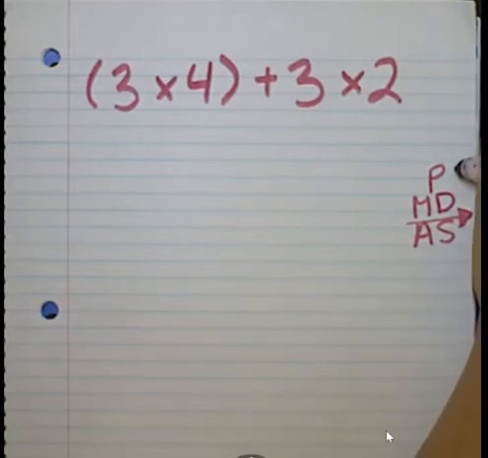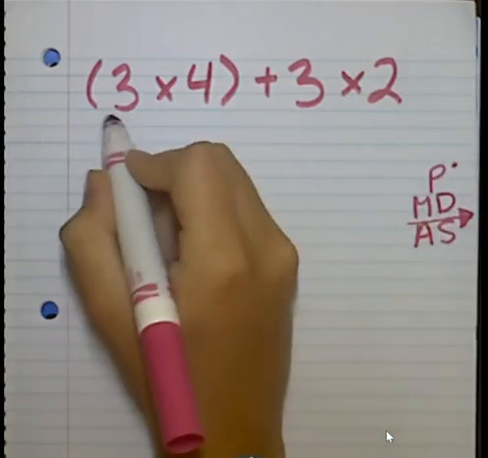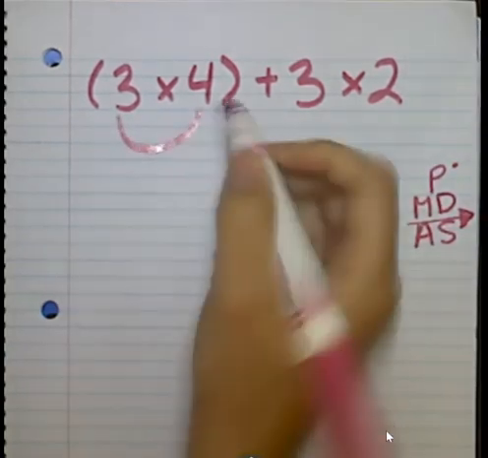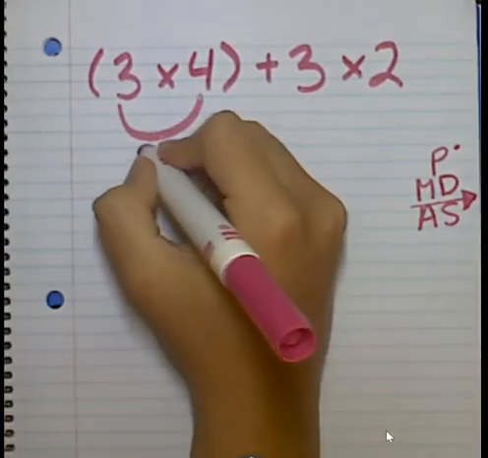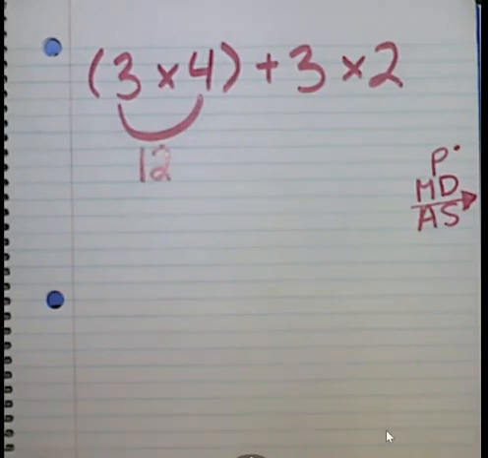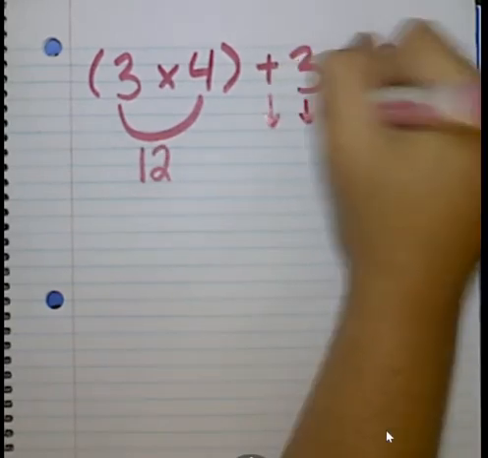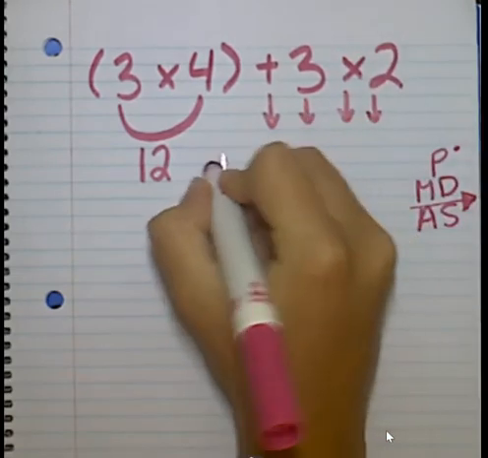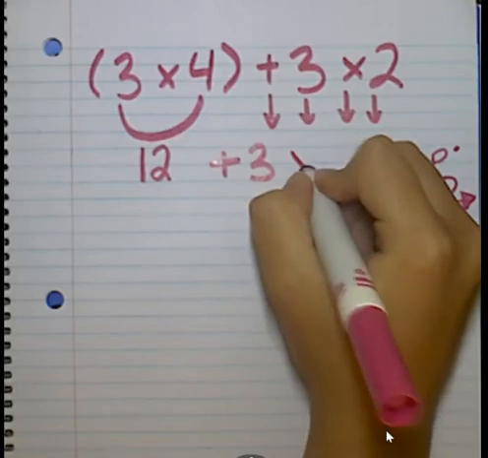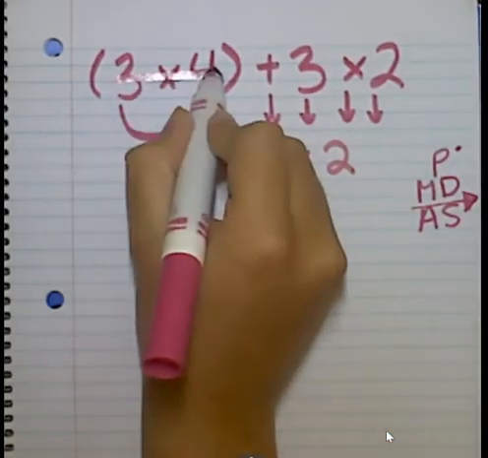So let's start at the top. Do we have parentheses? Yes. So I know that is going to be what I solve first. 3 times 4 is going to give me 12, and I need to bring everything else down. So I'm going to add 3 times 2, and I am finished with that step.